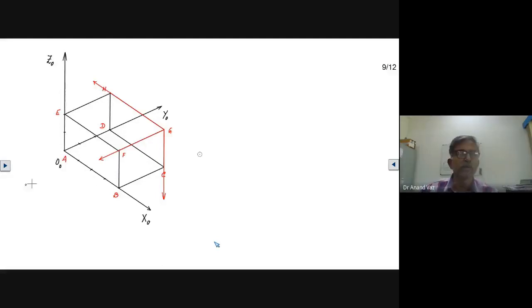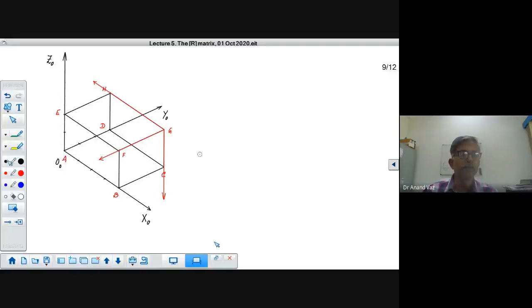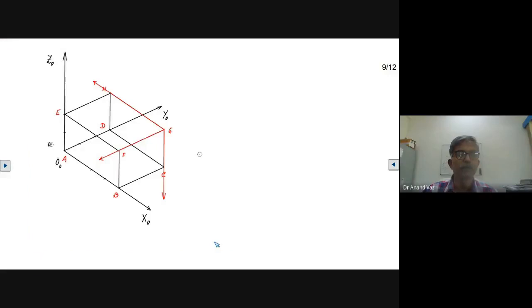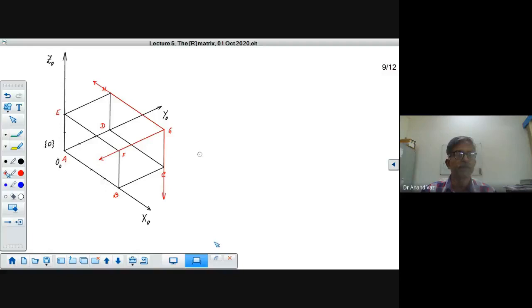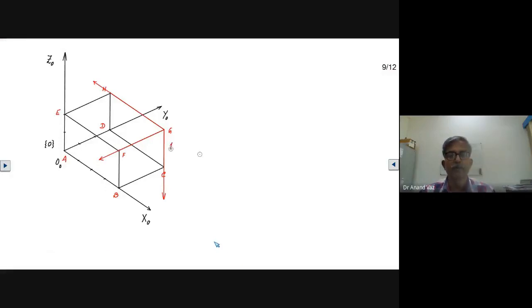Let us say the frame in black is frame 0. We'll indicate it using the notation for frame 0, and the frame in red here is frame 1. Frame 1 is represented like this. So we have the origin of frame 1, coinciding with the point G.